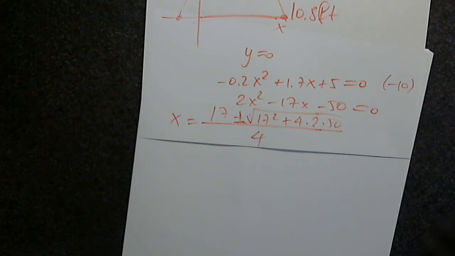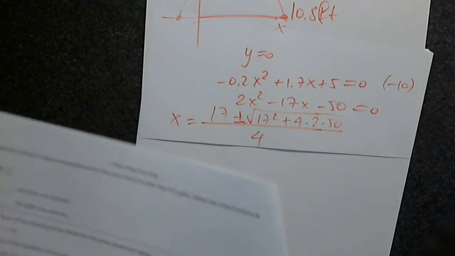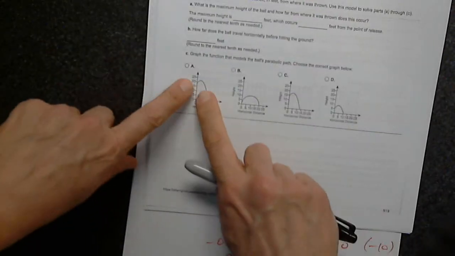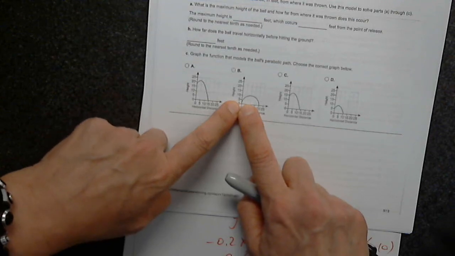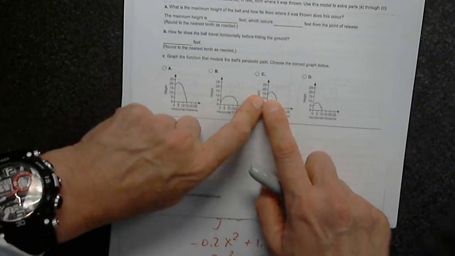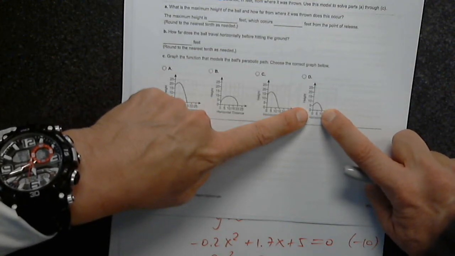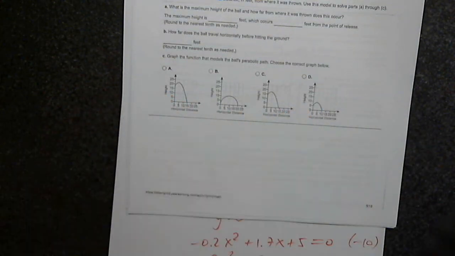So you're not going to have to select, but obviously it's not A, it's not B, definitely it's not B, it's not C, because the y-intercept is 5. So when you plug in 0 here, 0, 0, 5, this one doesn't start at 5. This one starts below 5. This one starts at 15. Only this one starts at 5, and it hits the ground a little bit beyond 10. So that will be the correct graph.